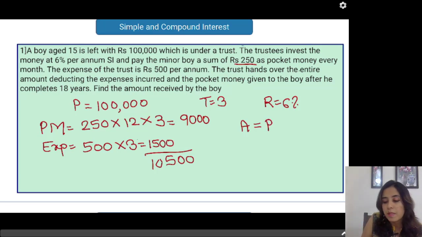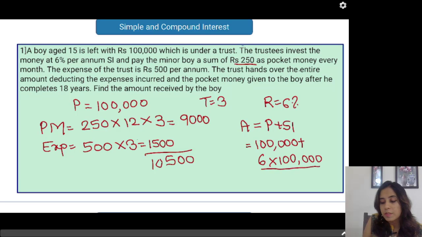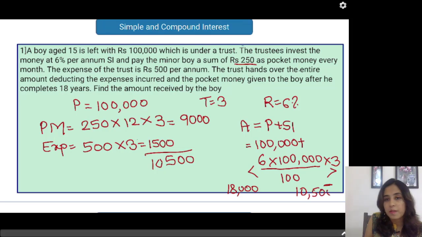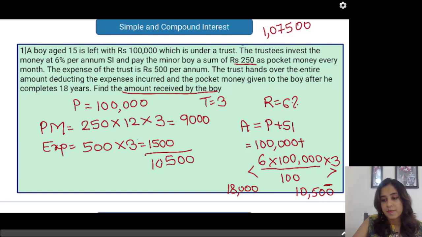So the amount consists of principal and simple interest. The principal is 100,000 and the simple interest is 6 into the principal, which is 1 lakh or 100,000, divided by 100, into 3. When you calculate, the simple interest comes to 18,000. And from this amount, we have to subtract 10,500. So when you calculate, the final amount that the boy is supposed to get comes out as 1,07,500. So the final answer is 1,07,500 rupees.